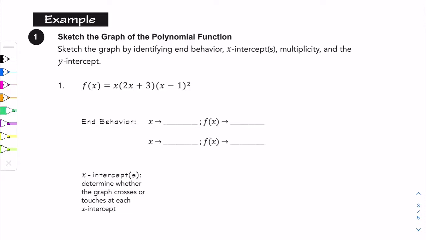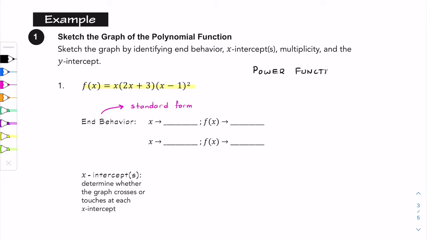So for this first example, we're going to start by finding the end behavior. Now, end behavior is always found when the function is in standard form. Okay, if we're looking for the function to be in standard form, that would typically indicate that we need to multiply all of this together. There is a shortcut, and it's called a power function. You'll notice that I do it a lot on my note sheets.